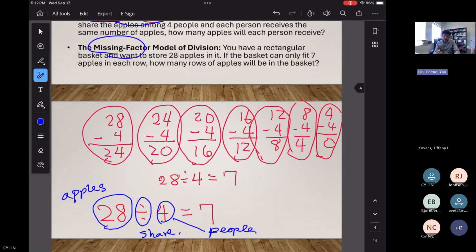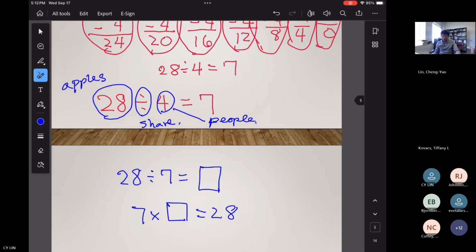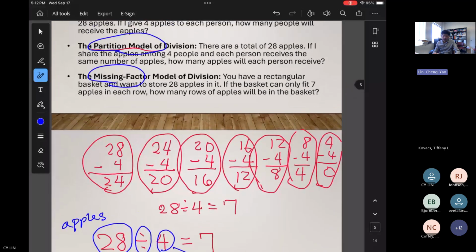Okay, so we will use this missing factor. So we have 28 divided by 7. So what's the missing factor? That means a box, all right, or we want to say X. So therefore, we also can say 7 times a box is equal to 28, right? So that is another model we can use to tell the story for children. Okay.